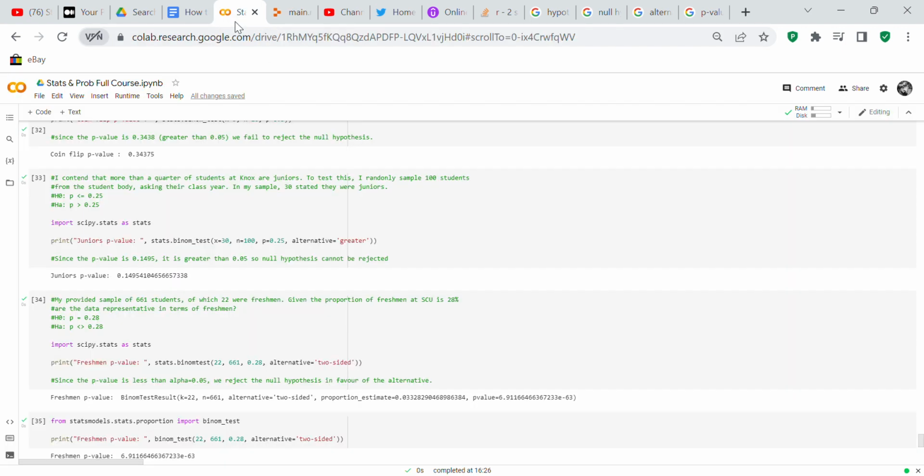So we come over here to Python, and we've got exactly the same answer, but the code is stats.binomtest(x = 30, n = 100, p = 0.25, alternative = "greater"), and we have exactly the same answer, 0.1495.